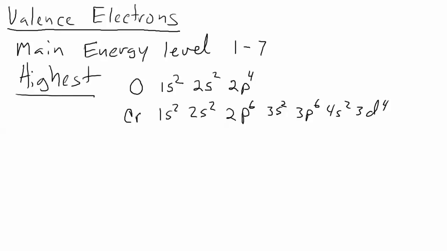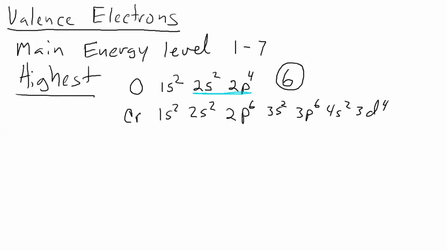So let me get my blue color here. And what's the highest main energy level in an oxygen atom? There are only two main energy levels. There's main energy level 1 and main energy level 2. So 2 is that atom's highest main energy level. So how many electrons are at the second main energy level in the electron cloud of an oxygen atom? The answer is there's 2 in the s sublevel and there's 4 in the p sublevel, so there are 6. There are 6 electrons in oxygen's highest main energy level, and that means that oxygen has 6 valence electrons.